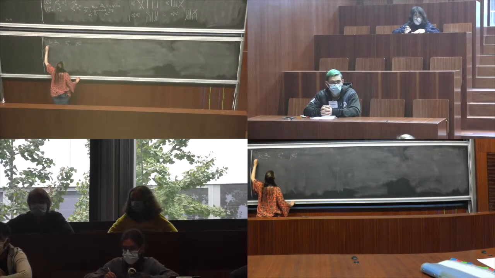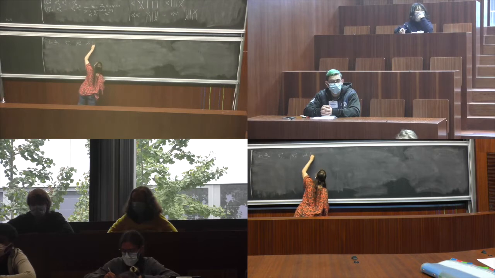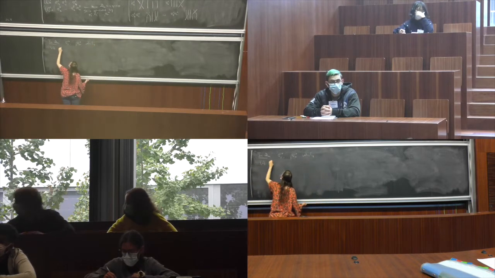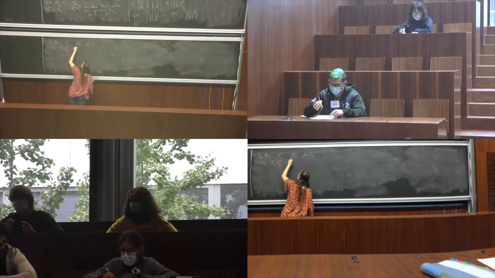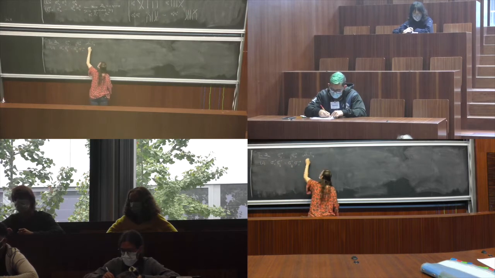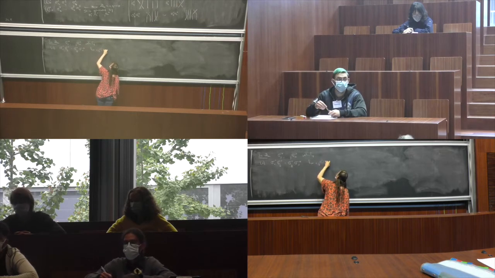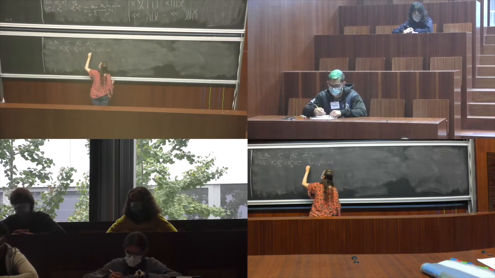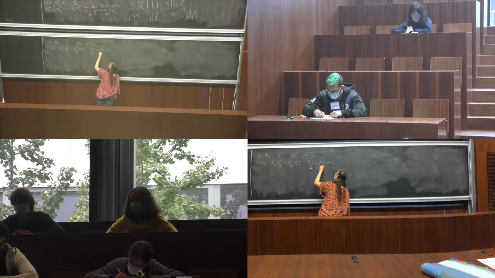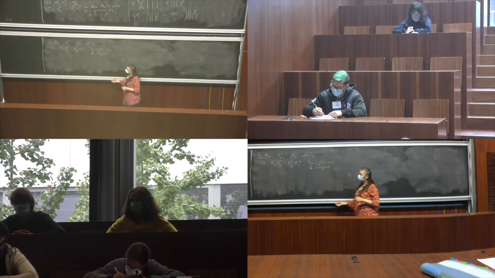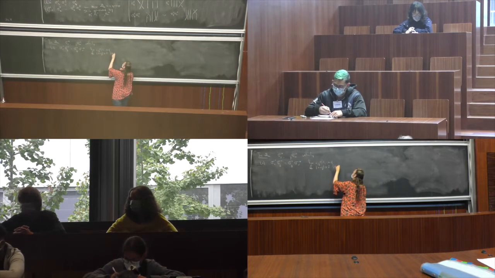That was an exercise. The generators sigma 1 to sigma n minus 1 satisfy: sigma i sigma j equals sigma j sigma i for i, j between 1 and n minus 1, if i minus j differ by at least 2. So this is called distant indices.